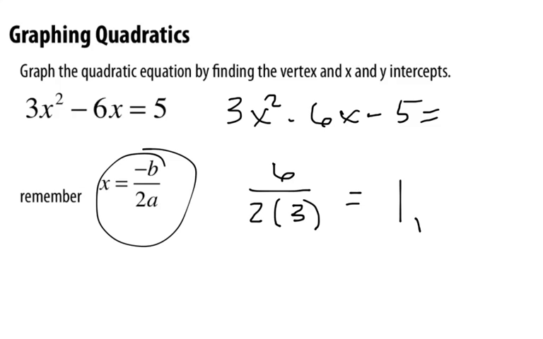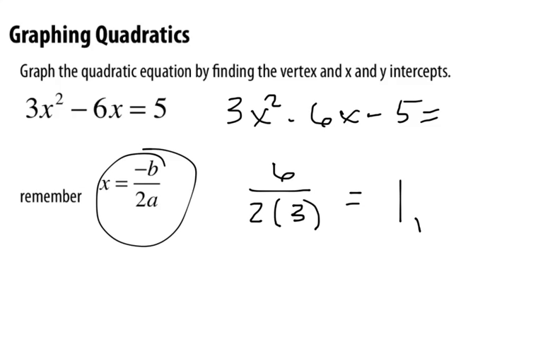Is this graph going to be opening upwards or down? Up. Why? A is positive. Piece of cake. Be able to do that. Just that part of it. Graphing with quadratics. Find the vertex. X-intercepts and y-intercepts if you can find the y-intercept.